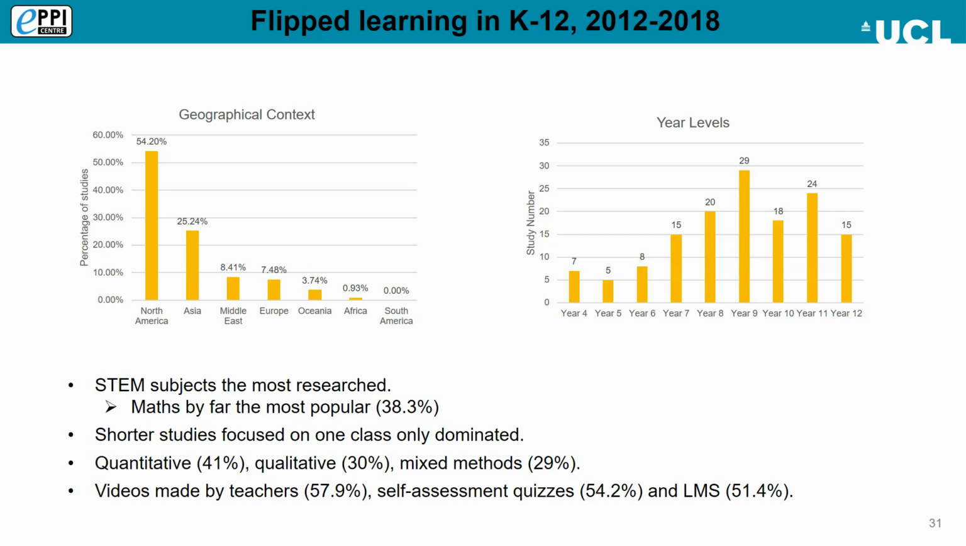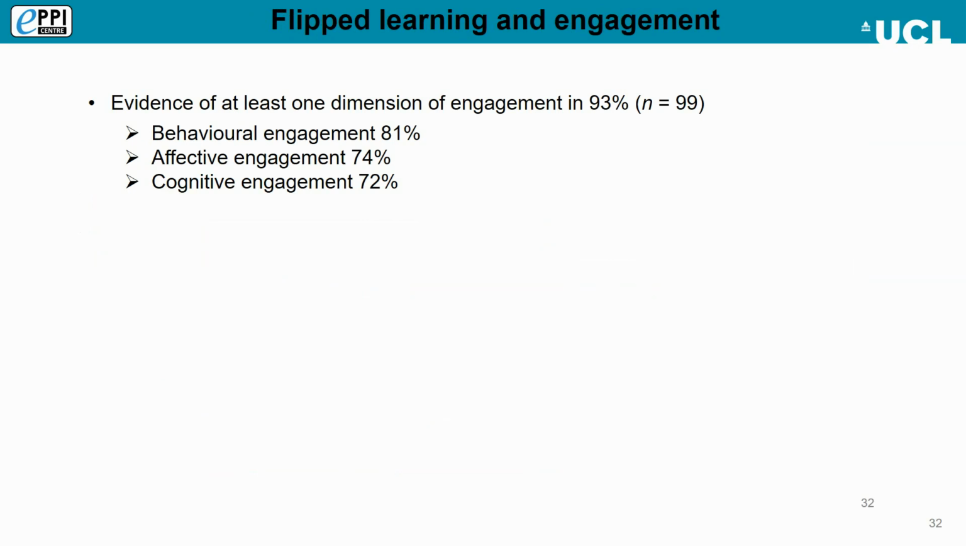In terms of the technology that was used, videos made by teachers were the most mentioned, followed by self-assessment quizzes and learning management systems. There was evidence of at least one dimension of engagement found in 93% of the studies, which was the same actually as the first review that we conducted. Again, behavioural engagement was the most prevalent, with 81% of studies showing some kind of facet of engagement, followed by affective and cognitive. And it should be noted here that cognitive engagement was found in a much higher number of studies than it was in that higher education review.